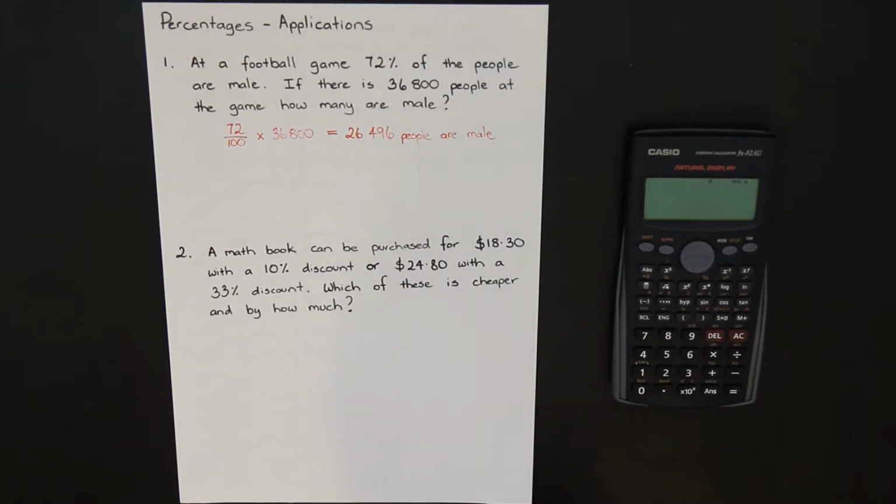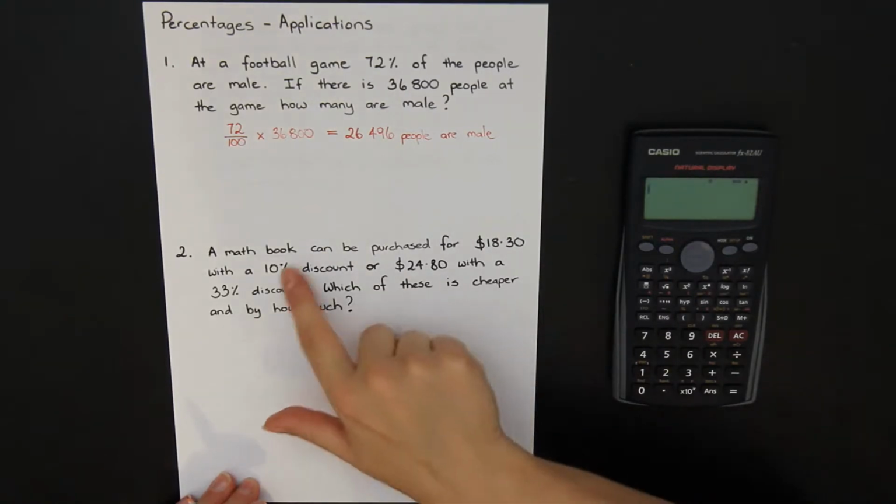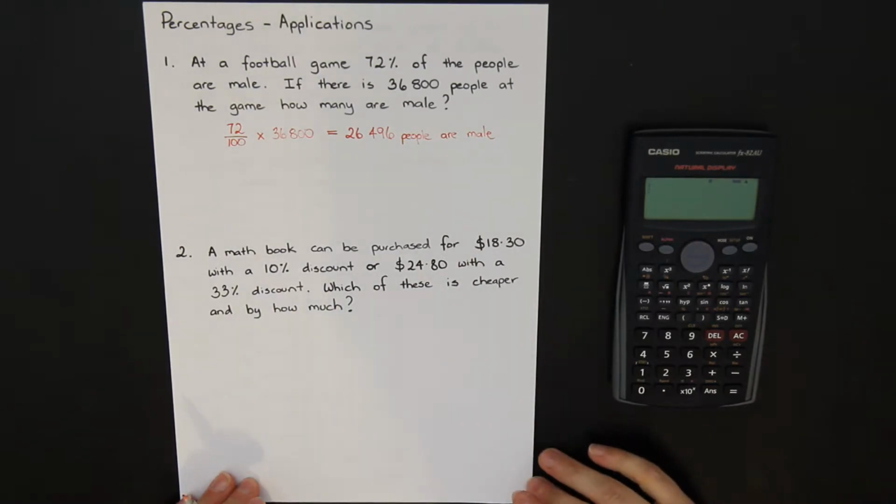Alright, let's see what question 2 has for us. A math book can be purchased for $18.30 with a 10% discount or $24.80 with a 33% discount. Which of these is cheaper and by how much? So we have two options here. We need to find out which one is better. And each of these books have a discount, so we are wanting to find out what these books are worth after their discount, which means we're actually doing a decreasing question.